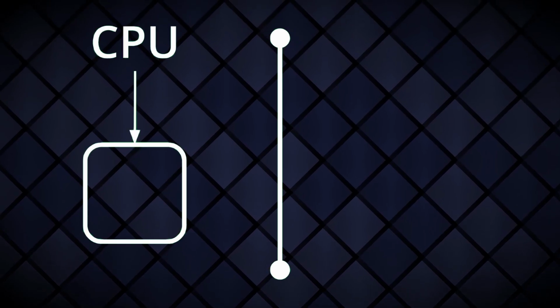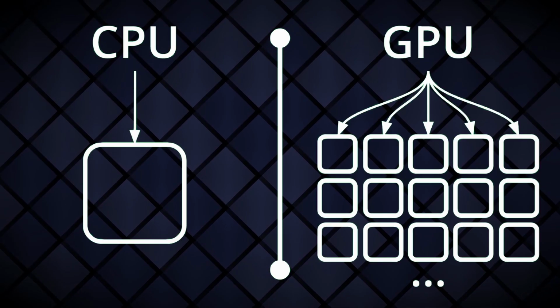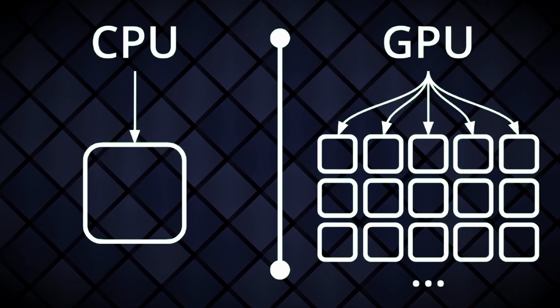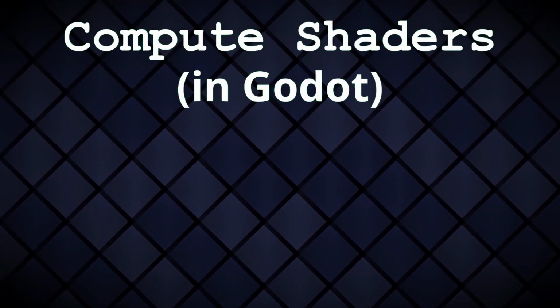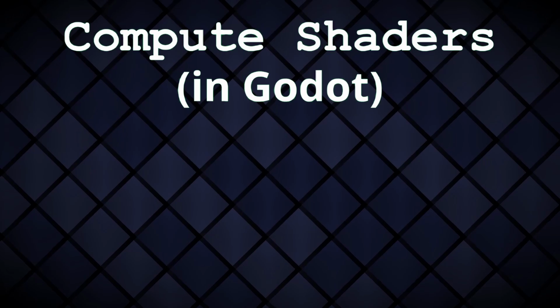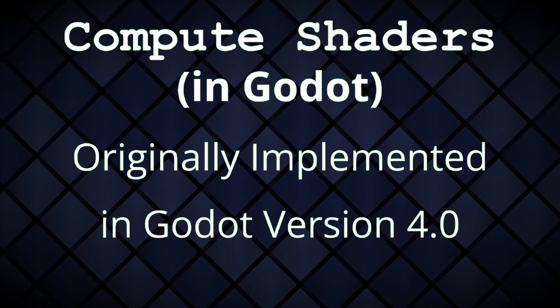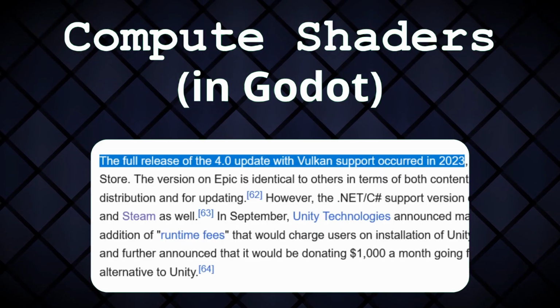You can think of it like multi-threading taken to the extreme. Instead of a single threaded CPU, you can have literally 1,000 threads on the GPU, with the caveat that each thread is quite a lot slower, of course. So, using compute shaders in Godot. Godot first exposed compute shader functionality in 4.0, which was only 2 years ago. Feels like it's been longer.